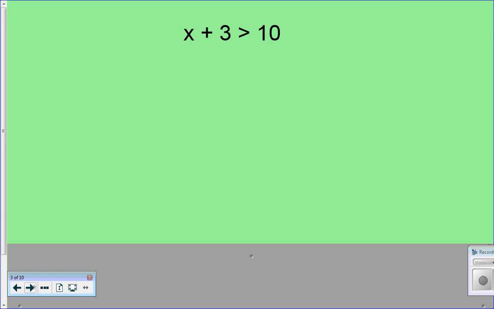This is what we're going to be given today. This is called an inequality. Does it look like kind of what we've been doing though? What's the only difference? That sign in there, right? Usually we had an equal sign. So x plus 3 is greater than 10. Write this in your notebook.